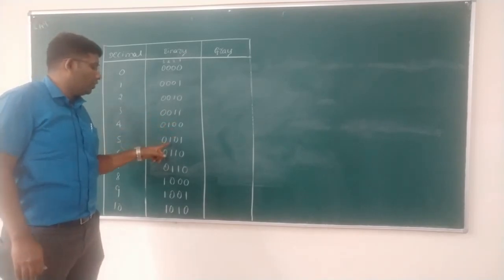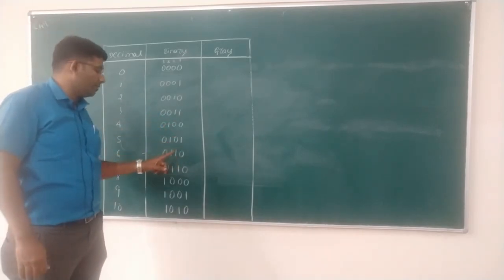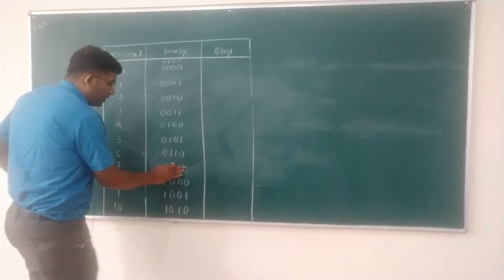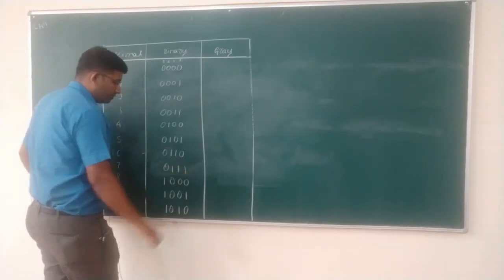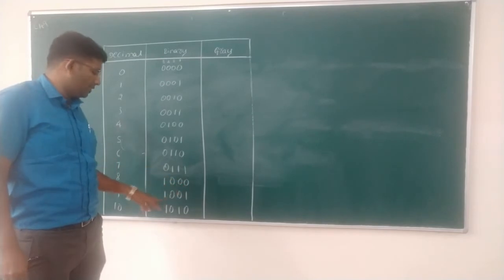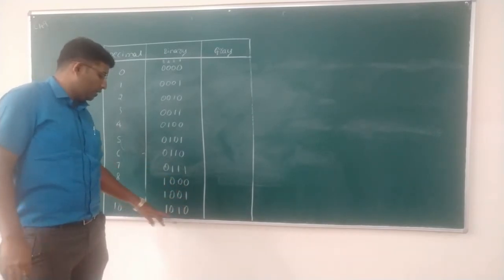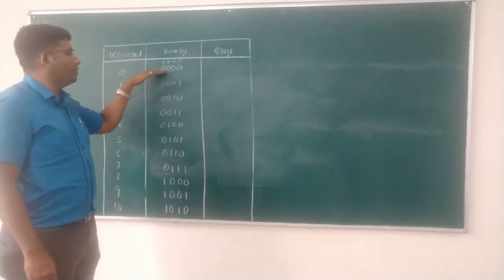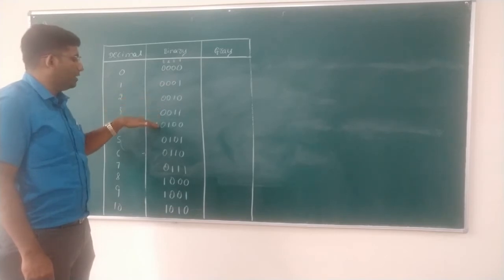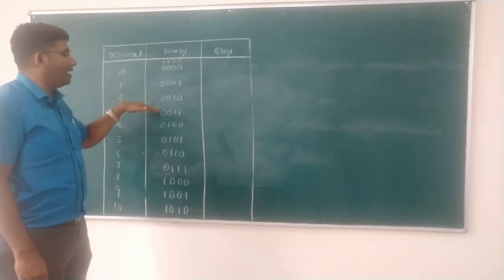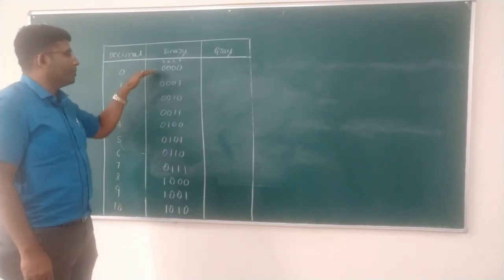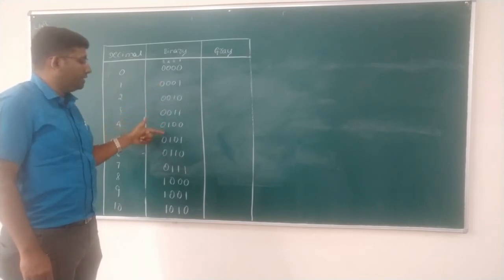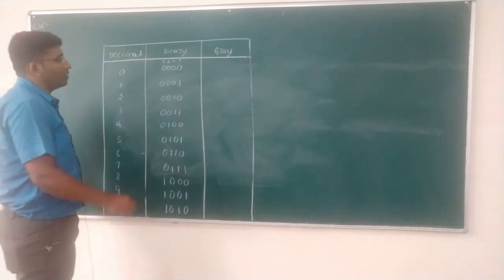3, 4, 5 can be represented as 0011, 0100, 0101. 6 can be represented as 0110, 7 can be represented as 0111, 8 can be represented as 1000, 9 as 1001, 10 as 1010. You can observe the changes from 0 to 1, 1 to 2, 2 to 3, 3 to 4. If you are incrementing a value or decrementing a value, just observe how many bits are going to be changed.